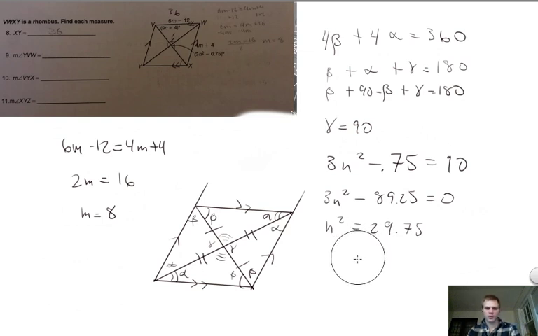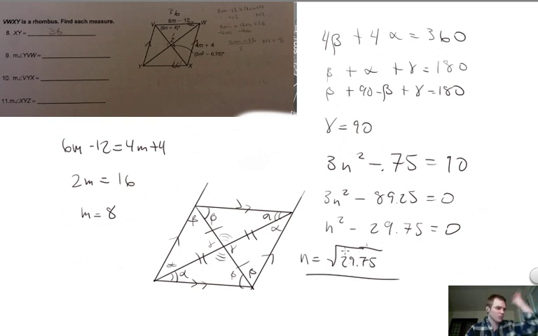Oh, and this is a minus equals 0, and then so n equals plus or minus, but we'll just take the positive square root of 29.75. And that's calculator work. I don't do square roots in my head. I don't have a trick for that. So then you take this and plug it back into your thing.